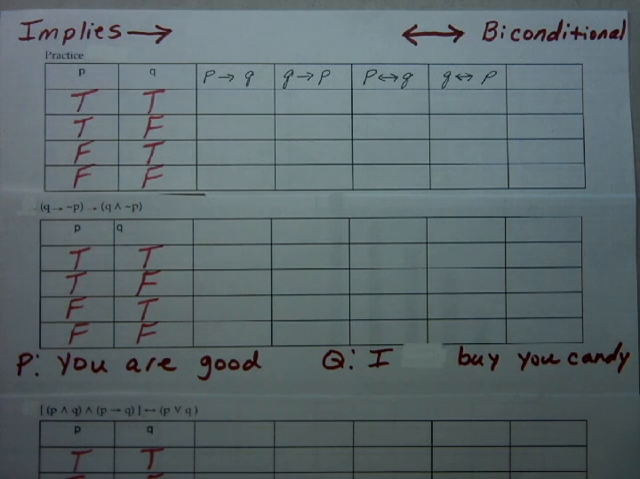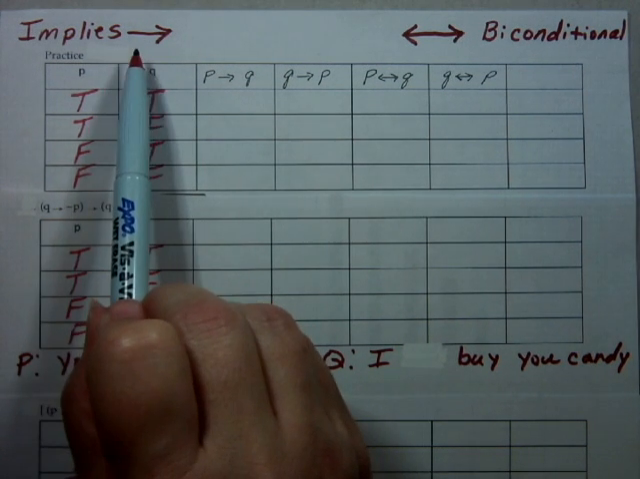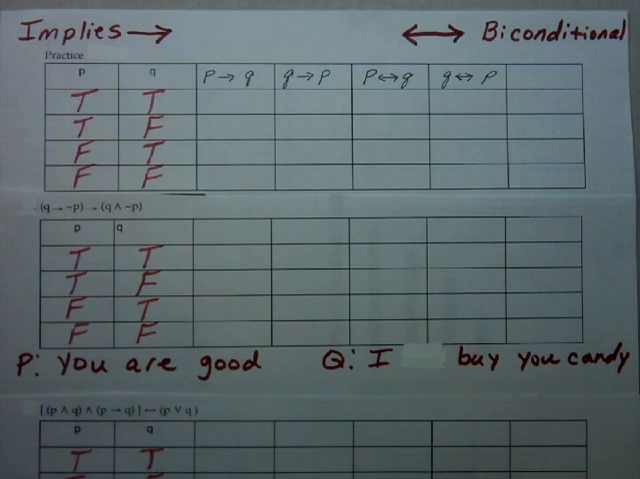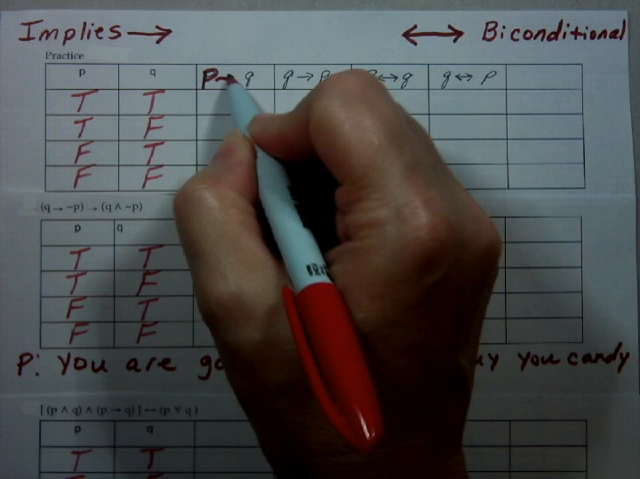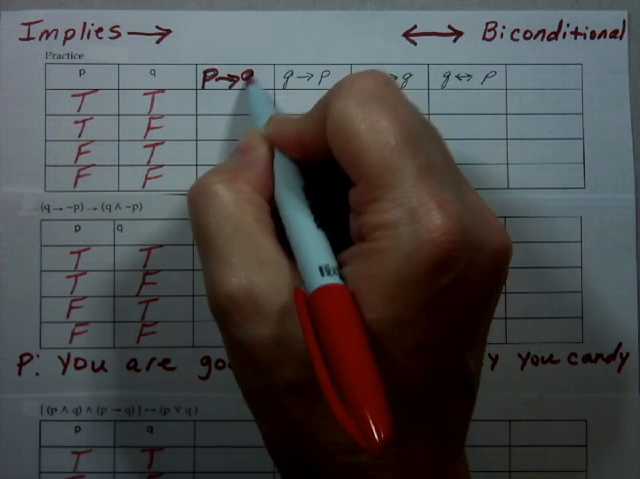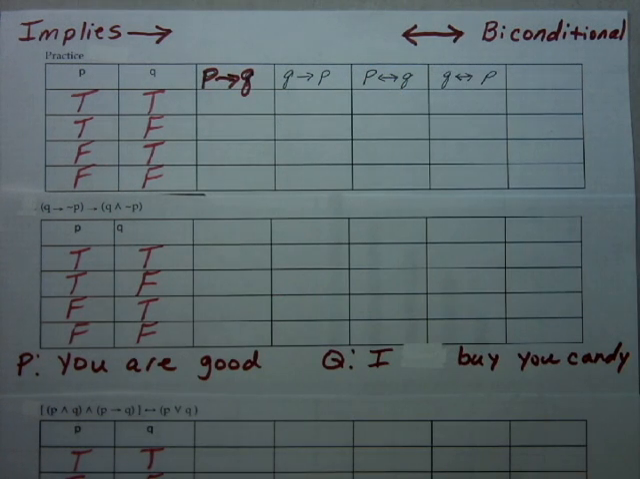Now we need statements, and I'm going to use my favorite statement for teaching this in class. Let P be the statement, you are good, and Q be the statement, I buy you candy. Because I always think of a parent in a store, and the parent says, if you are good, then I will buy you candy. And that's what this says. If you are good, then I will buy you candy.